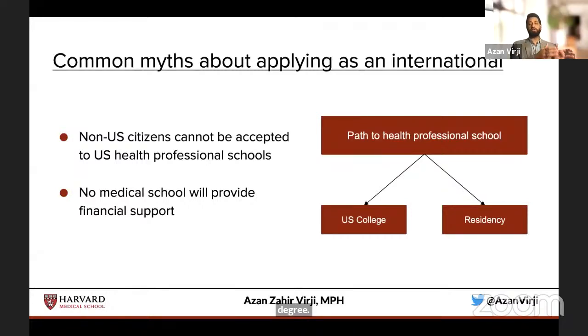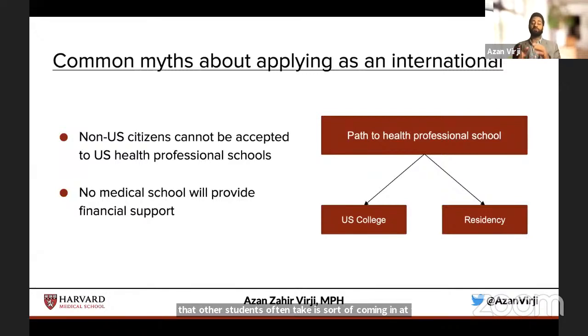You get your college degree here, you go to medical school here, and then you practice here as a physician. You go through residency, and then you become an attending doctor here. The other path is slightly different. The other path that other students often take is coming in at the point of residency.